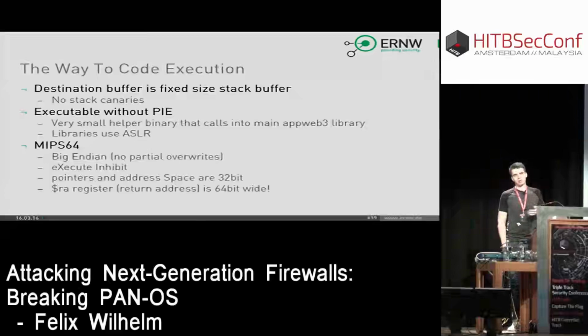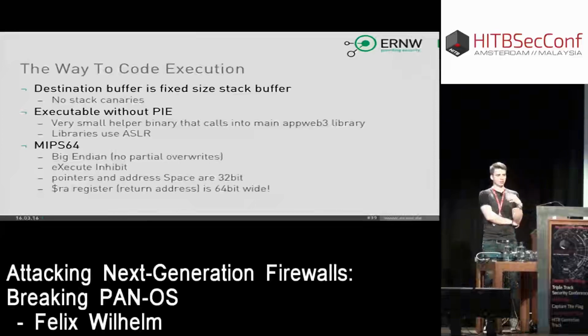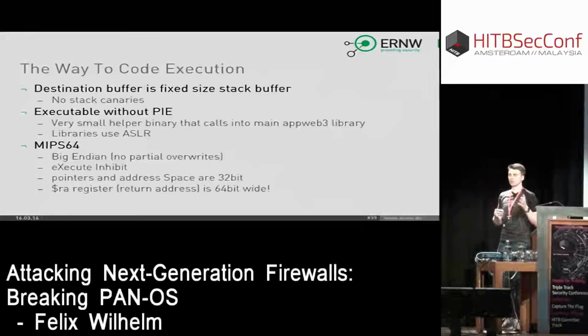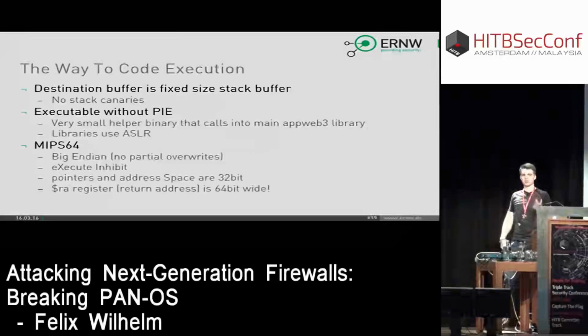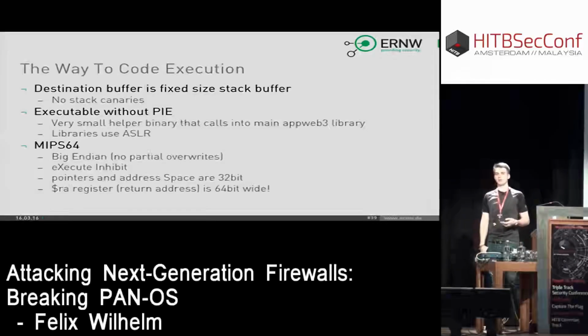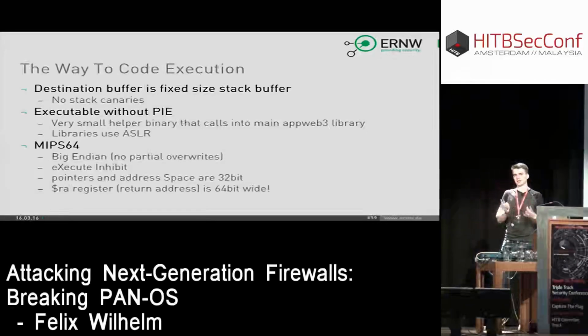The idea, at first, looks kind of easy. We have a destination buffer, which is a fixed size stack buffer. The binary is compiled without any stack canaries, so they don't use stack cookies, so we can just overflow. We have an executable that isn't position independent. So the AppWeb3 web server binary itself has fixed addresses, so it's not full ASLR. Only the libraries, the heap, and the stack use ASLR. The problem with this binary is that it's extremely small, so it just contains a couple of functions because everything else is handled in shared libraries that have full ASLR enabled.